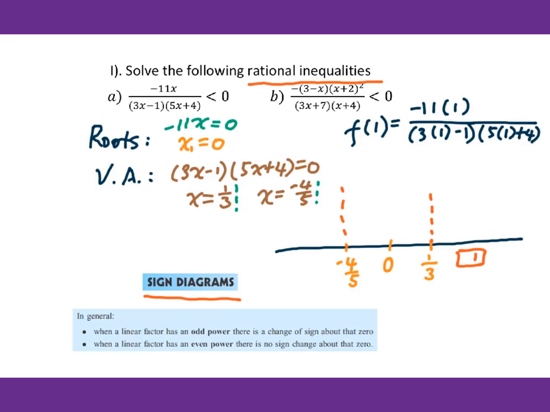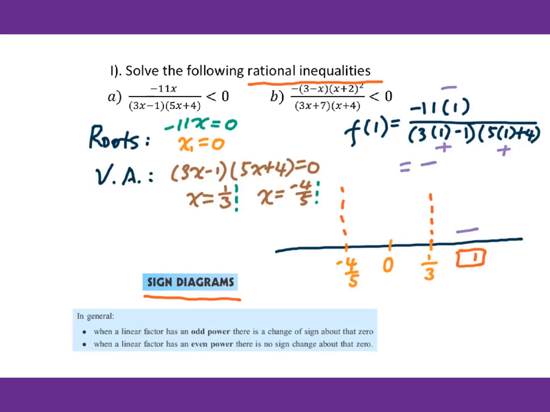Then we check the sign for each factor. Negative 11 times 1 is negative. 3 times 1 minus 1 is positive. 5 times 1 plus 4 is positive. Therefore, f of 1 equals a negative number. Then the interval including this 1 has the sign negative.